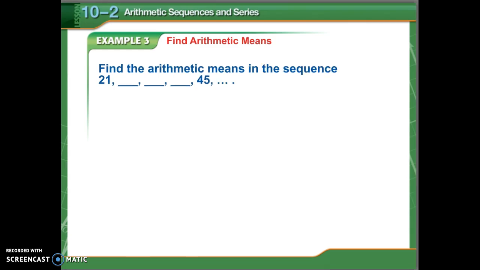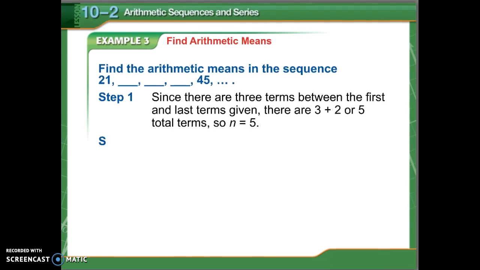Okay, checking out example 3. This time we are looking at how to find an arithmetic mean. Remember, the word mean means an average. We need to find the arithmetic means in the sequence 21, blank, blank, blank, 45, and so on.